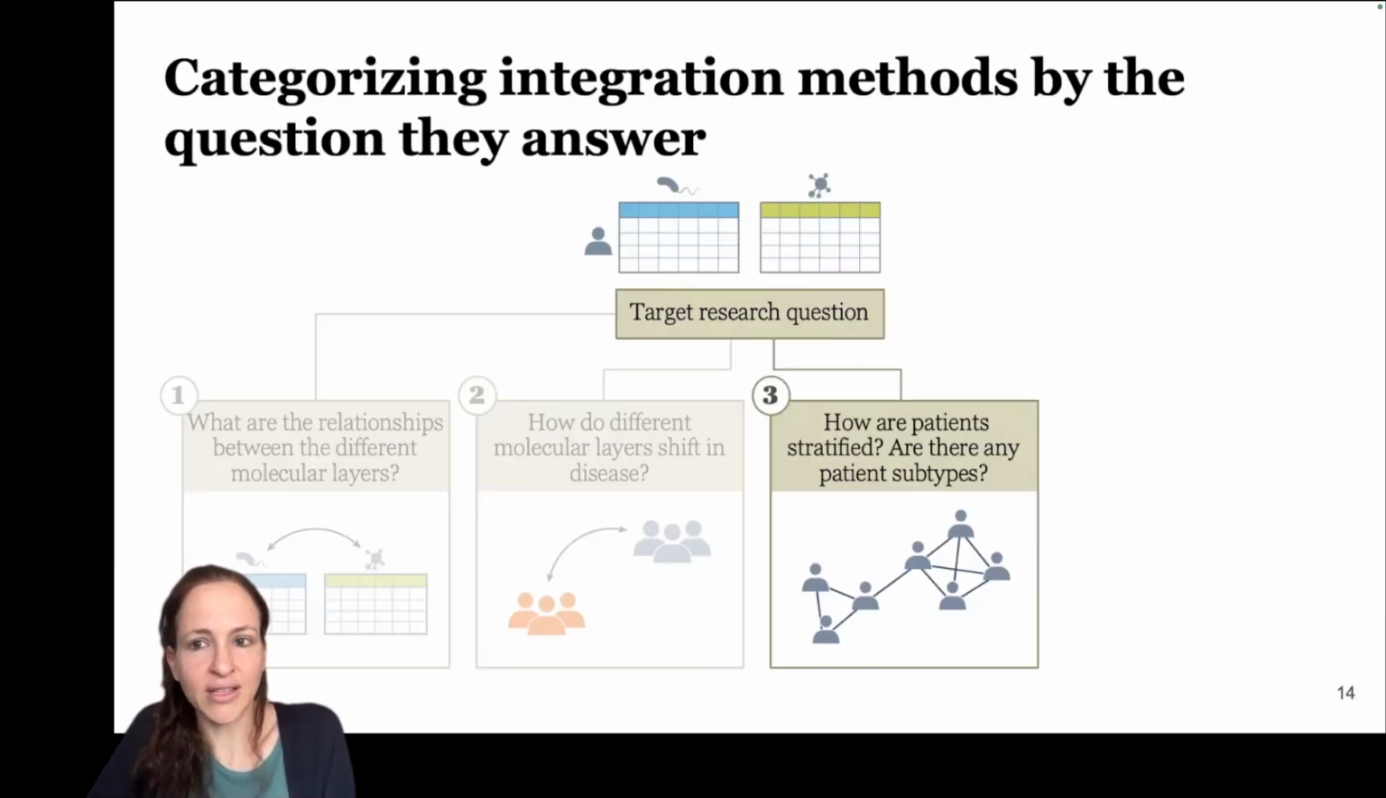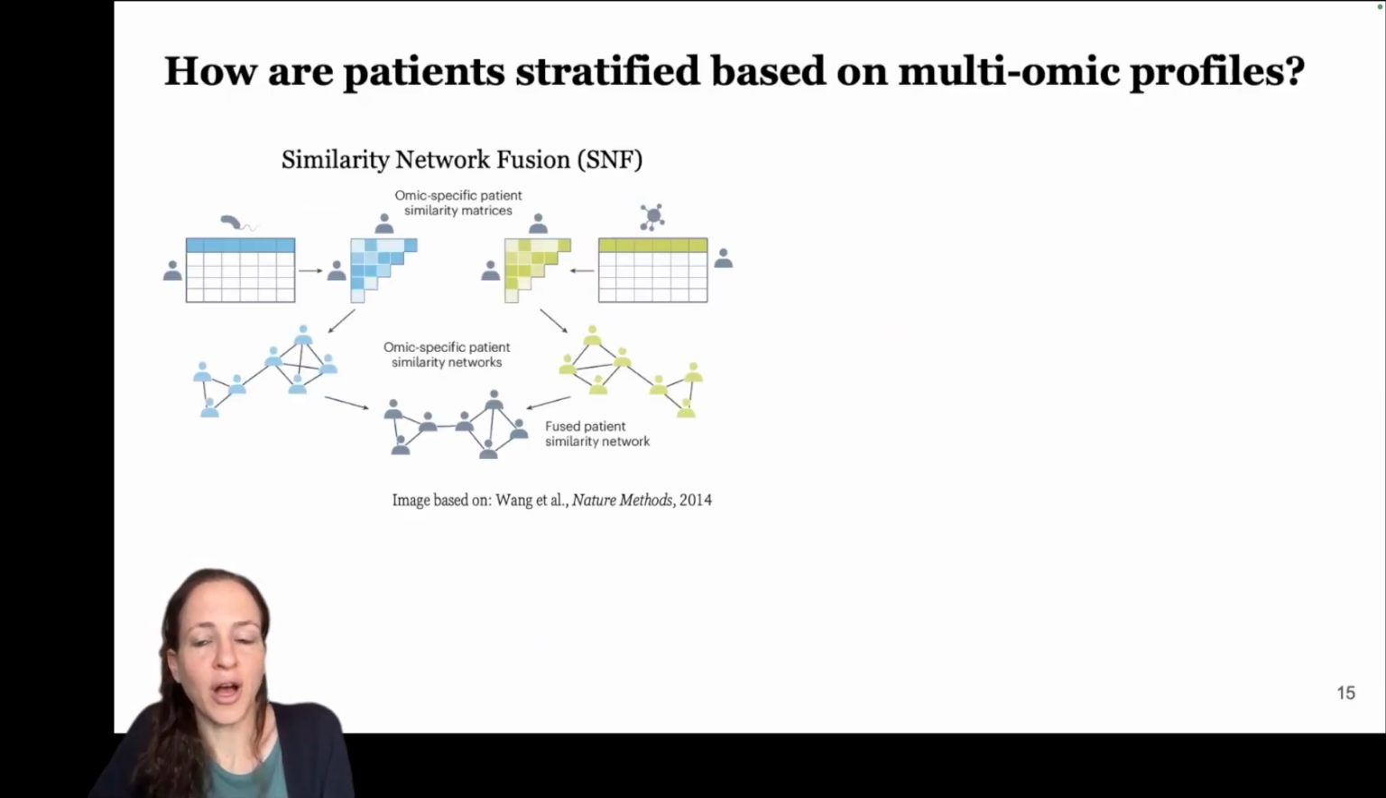The third category is more focused on the samples themselves and how do we stratify them? How do we possibly find clusters within the data? One very popular approach is called similarity network fusion, where we look at each omic independently and create this similarity network of patients based on that specific omic. And then similarity network fusion, SNF, iteratively unifies these different networks until it gets one consensus similarity network. And we can use this consensus similarity network to find structure in the data. For example, subgroups of patients that have a similar manifestation of disease, for example.